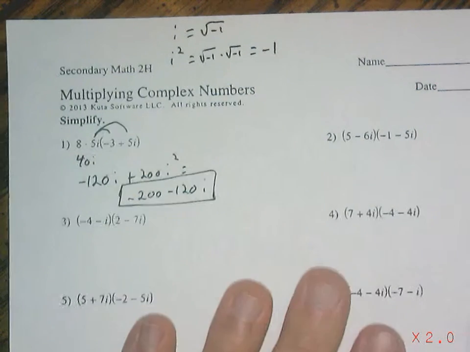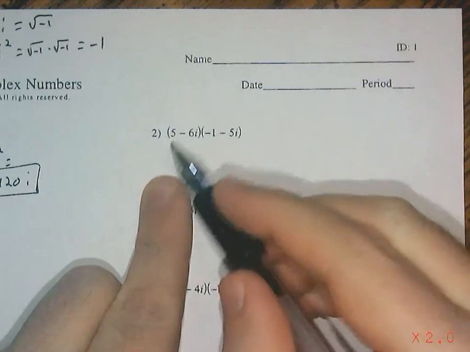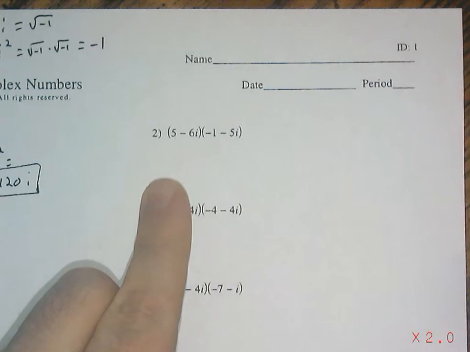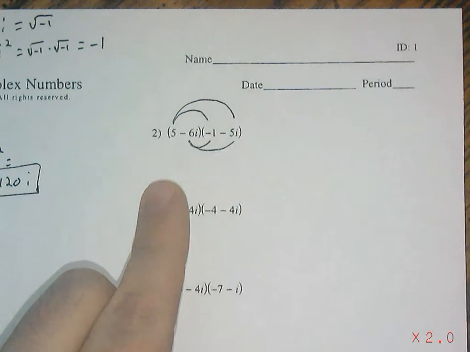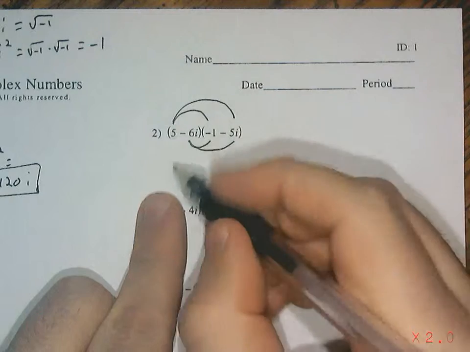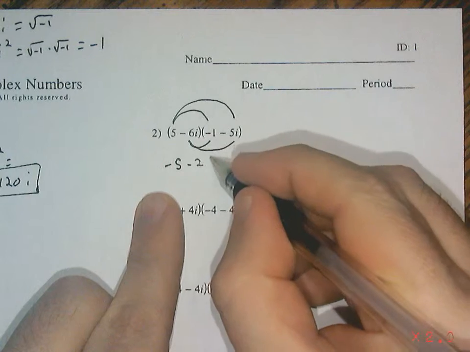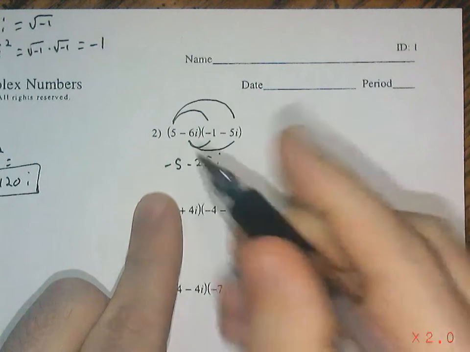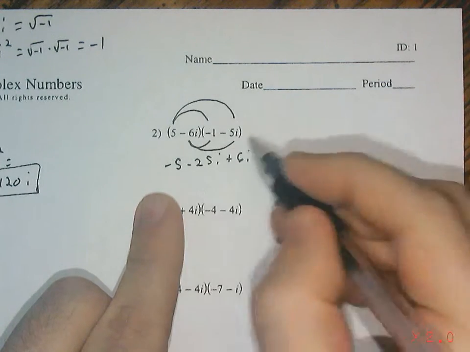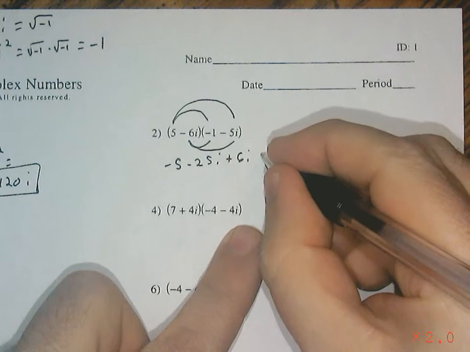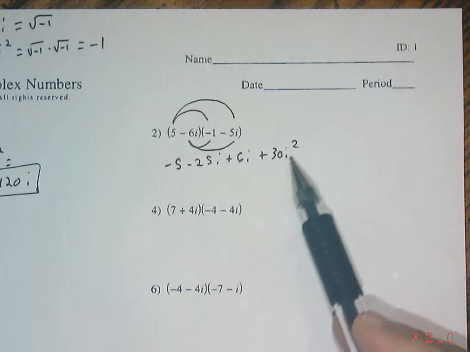Okay? Let's look at another example. Let's look at this one. So this one is a binomial kind of thing. So you're going to distribute to each number in the parentheses here. So 5 times negative 1 is negative 5. 5 times negative 5i is negative 25i. Negative 6i times negative 1 is positive 6i. And then negative 6 times negative 5 is positive 30i squared, which is just going to become negative 30, right?